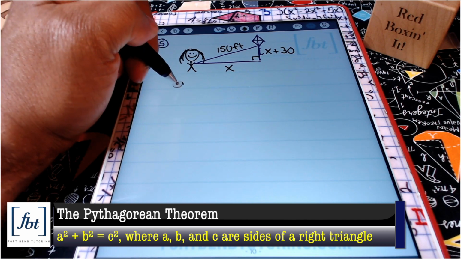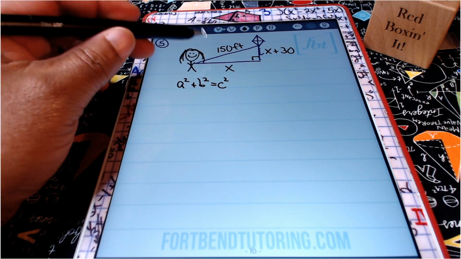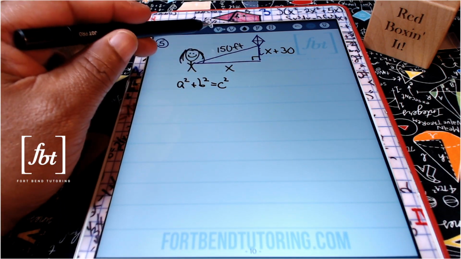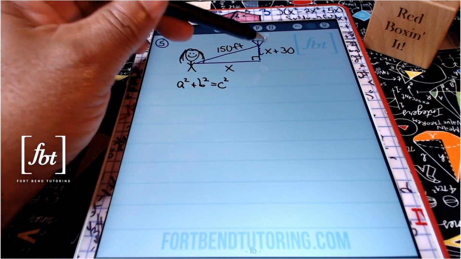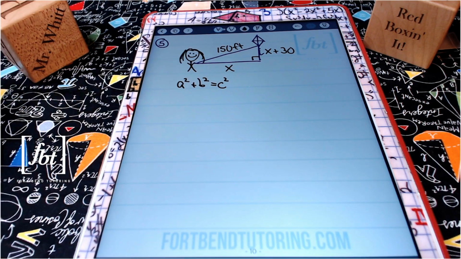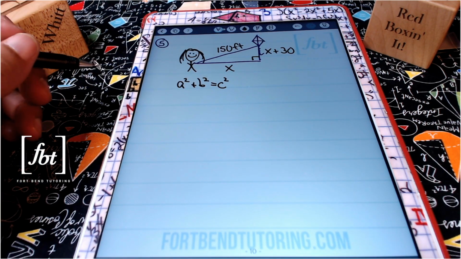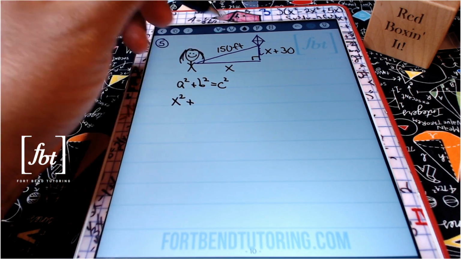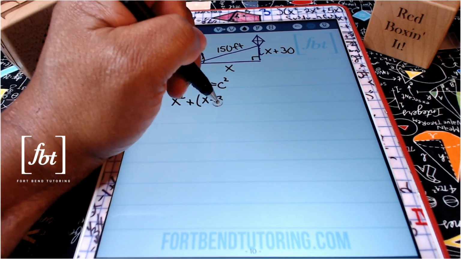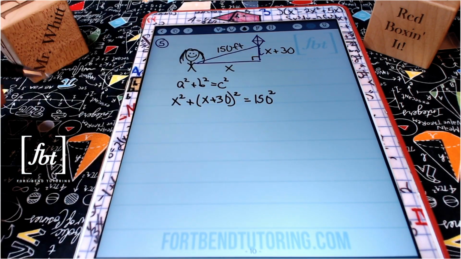Remember, the Pythagorean theorem is a squared plus b squared equals c squared, where c is the hypotenuse, which is the side, the longest side of our triangle, and always opposite the 90-degree angle. Well, it doesn't matter how you label the legs. In other words, which one is A and which one is B doesn't matter. So I usually will just go from the horizontal and then the vertical. So we're going to be labeling x as A, so we'll have x squared plus our B value is going to be x plus 30 squared, and this equals 150 squared, like so.